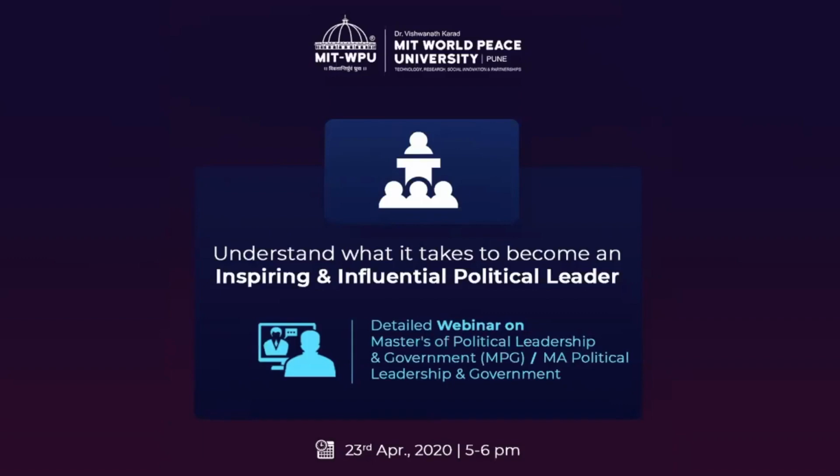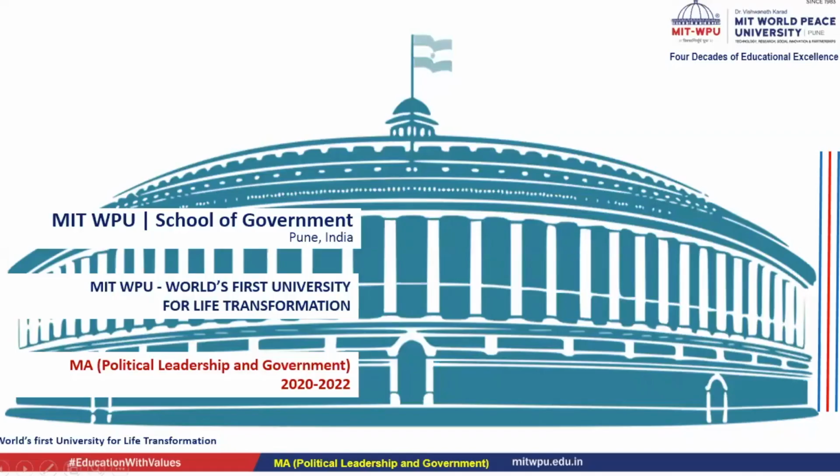So I come to our second slide of the presentation today. This is a symbolic representation of the democracy of India. MIT School of Government is a constituent unit of MIT World Peace University. And as I said, the program that we are offering is Master of Arts, a postgraduate degree, a master's degree program in political leadership and government. So we are talking about the academic year 2020 to 2022, a 2 years program.